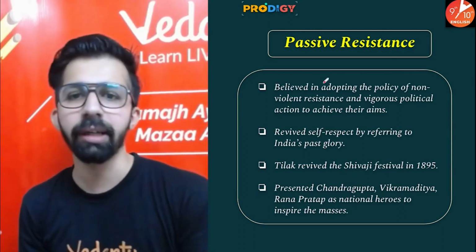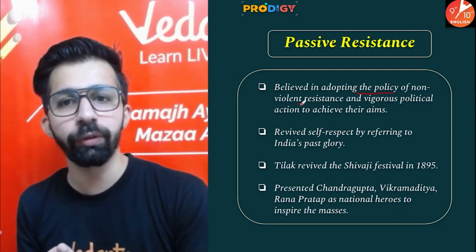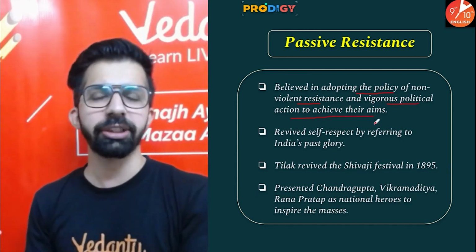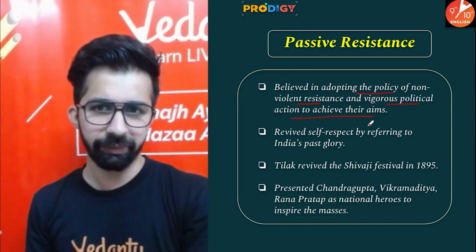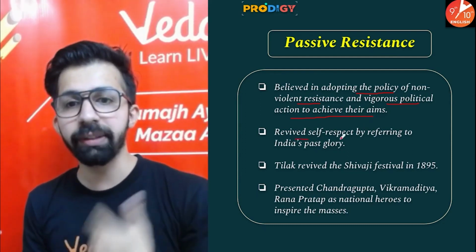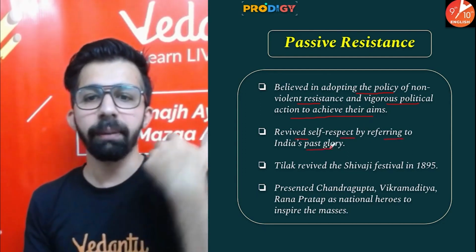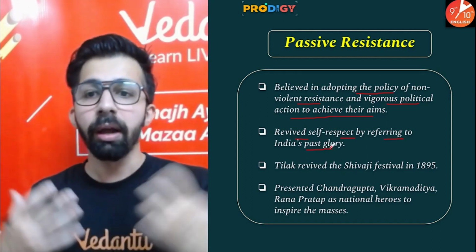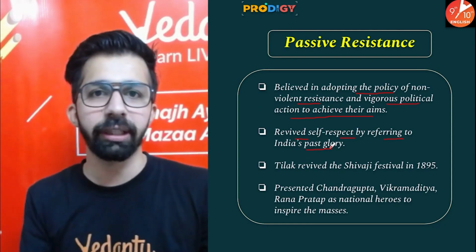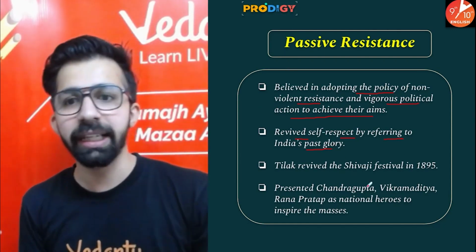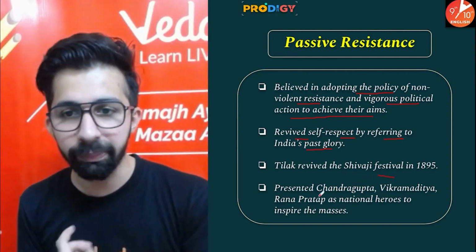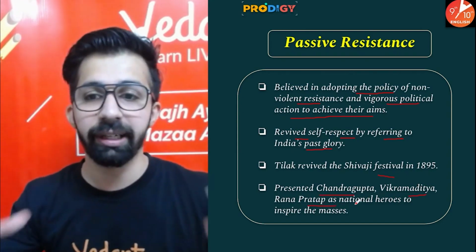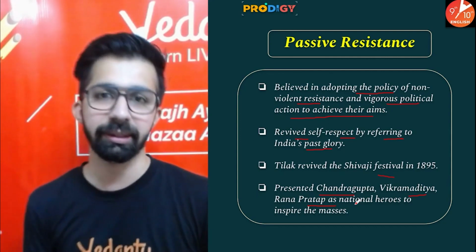Clear? Assertive nationalists believed in adopting the policy of non-violent resistance and vigorous political action, meaning strong political action, to achieve their aims. We revived self-respect by referring to India's past glory, guys. We wanted to revive our past by influencing the people that we had an amazing, glorious past, by telling the stories of Shivaji Maharaj, Chandragupta Maurya, Vikramaditya, and Rana Pratap. These were tagged as national heroes which inspired the masses.